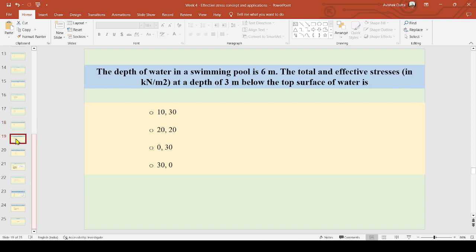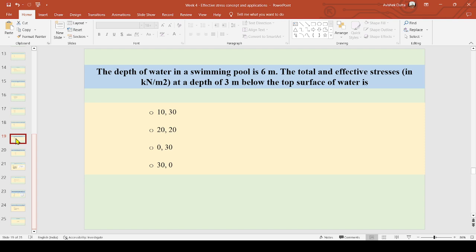Next question is, the depth of water in a swimming pool is 6 meter. The total and effective stress in kilonewton per meter square at a depth of 3 meter below the top surface of water is. Here we are asked to find the total stress and effective stress at a depth of 3 meter below the top surface of water. Gamma W is not given, that means you have to consider gamma W as 10 kilonewton per meter cube, the unit weight of water.